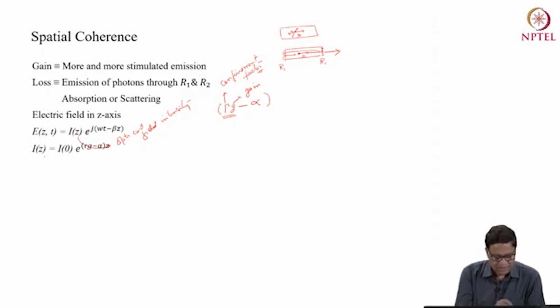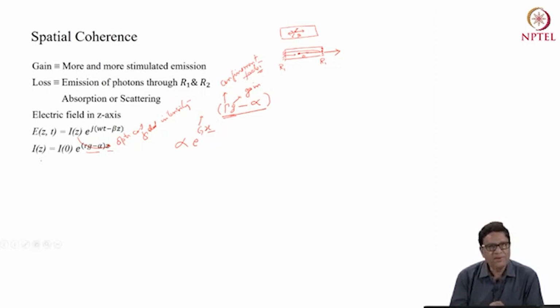So I(z) as a function of z, because earlier, in the last lecture, we had seen that the growth of flux density is e to the power gx. This is how the flux density is growing, where g is the gain. So in our case, the net gain is Γg minus α, and x was in the x direction, and this is in the z direction. So this is how the optical field intensity is growing.